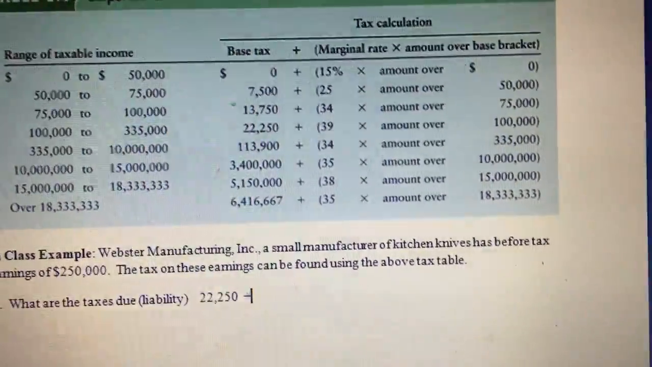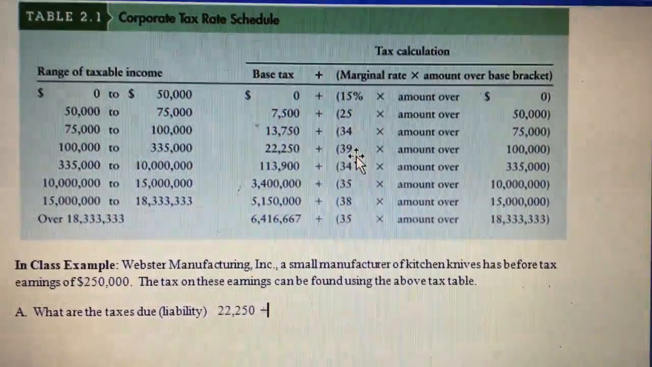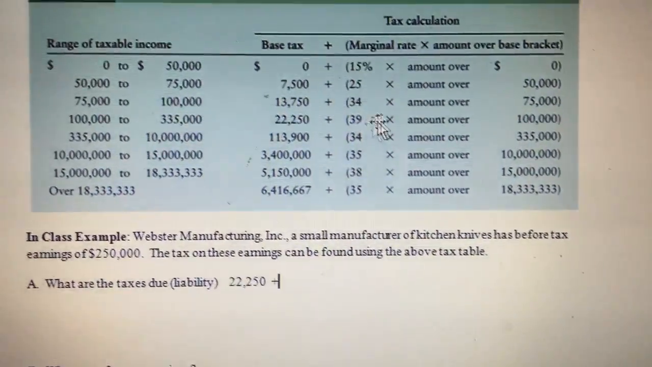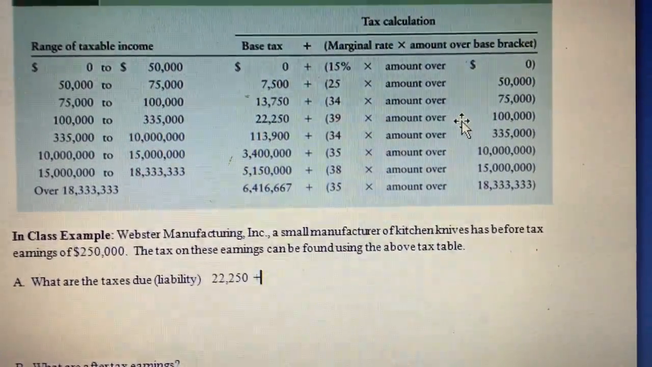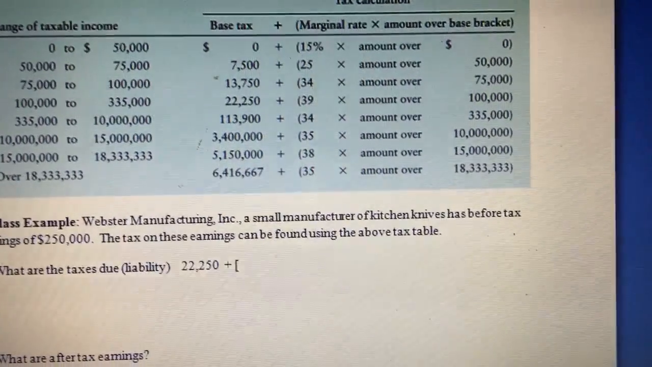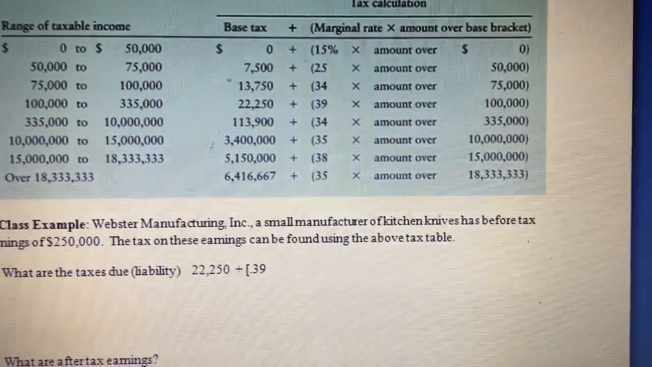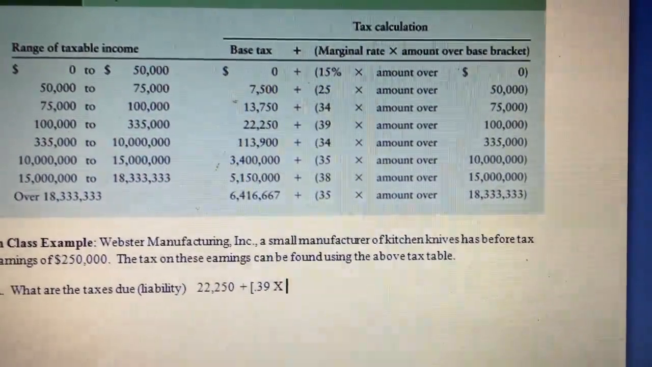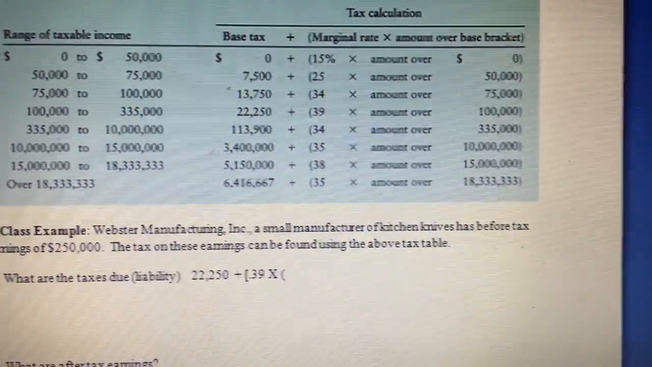a variable portion here. And if you'll notice in this line, it says the next portion that we're going to calculate is 39% of any amount over 100,000. 39% of any amount over 100,000. So that means that, put in a bracket, 0.39, change that to a decimal, times the amount over 100,000. Let me put in a parenthesis.